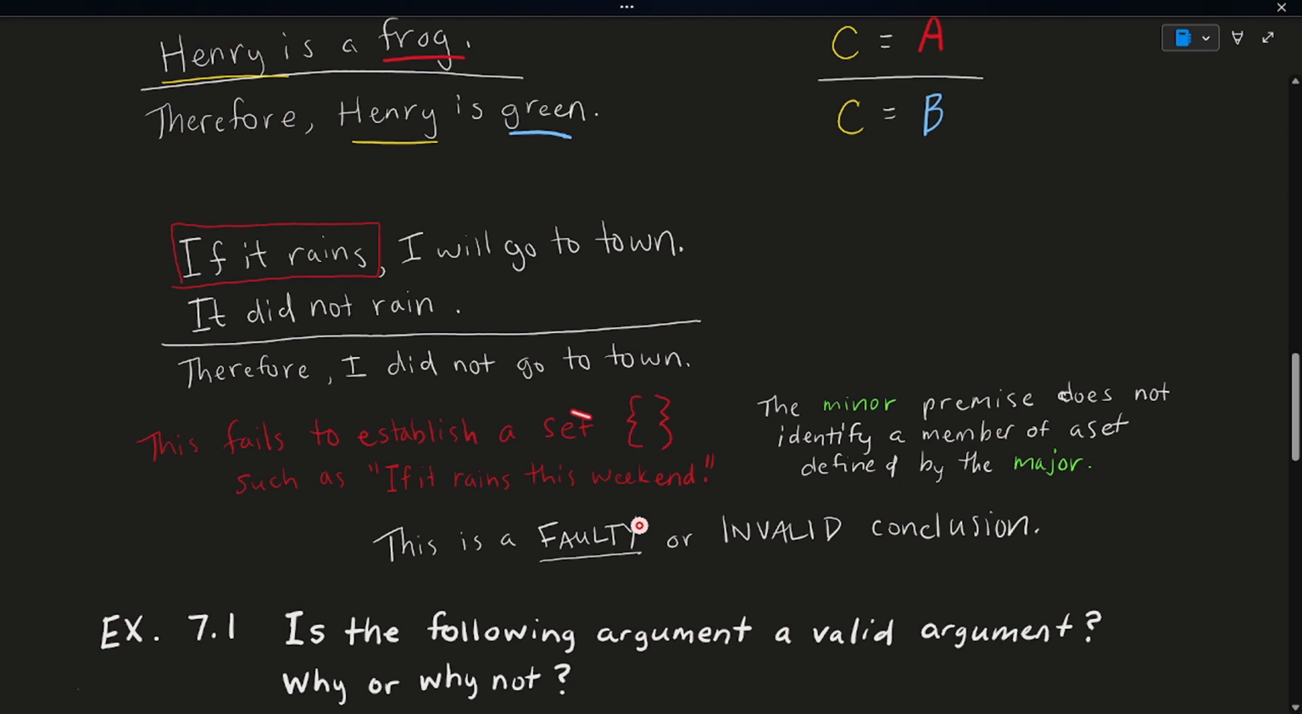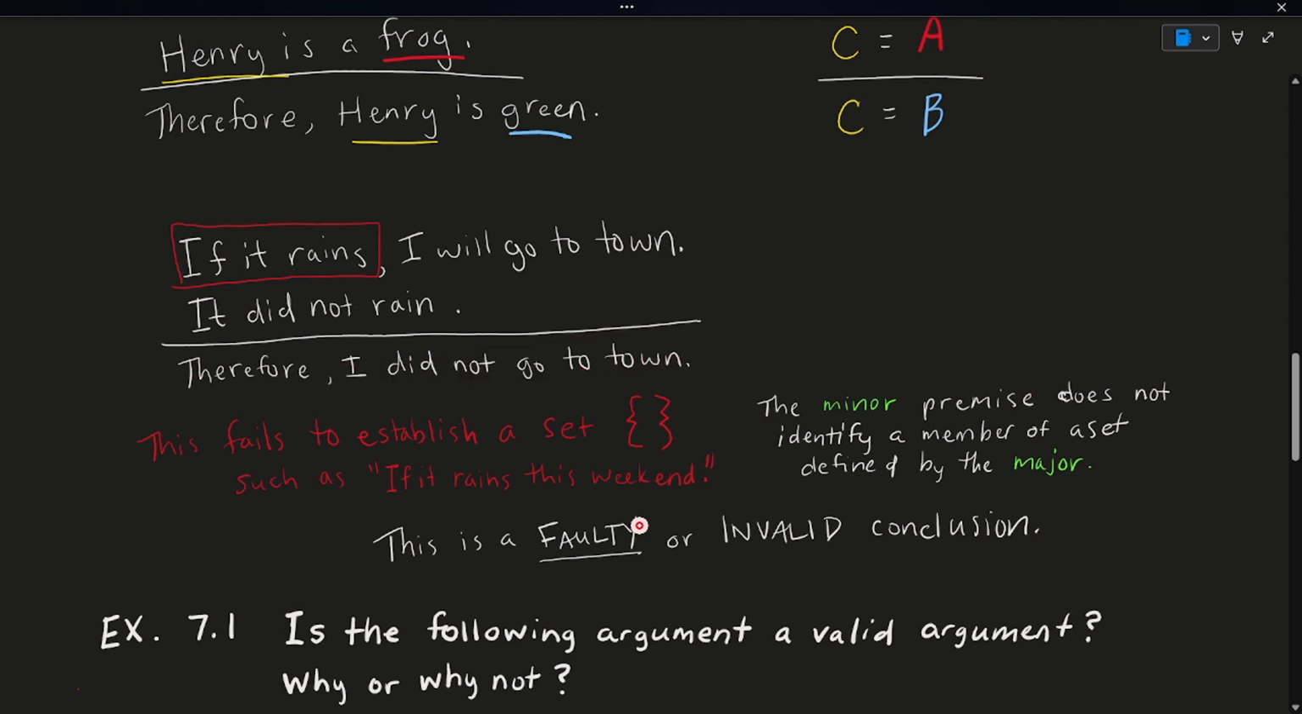We didn't ever specify which day, and it's a big if. So like I said, this minor premise also doesn't identify a member of a set that's defined by the major, right? So it did not rain, just a statement here. So this is faulty, and it would be called an invalid conclusion.